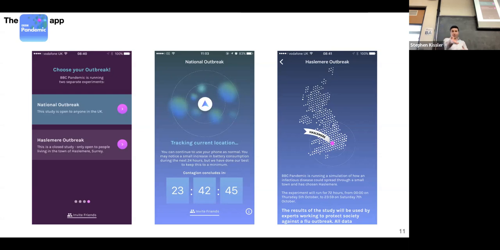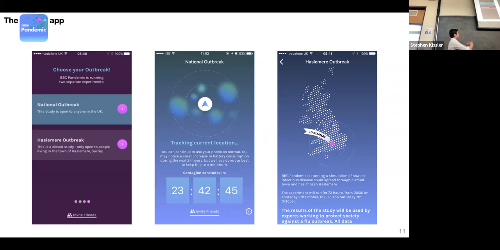And then there was a second study, which we called the Haslemere Outbreak, where people in the town of Haslemere in the south of England basically let us track their movements with as much precision as their phones would give us over the course of 3 days. And so that was really cool because here again, for the first time, we're getting this information over the course of an entire small town of how people move, how they interact, how that changes by time of day and by day of week. And so this really gave us some interesting insights into human mobility.